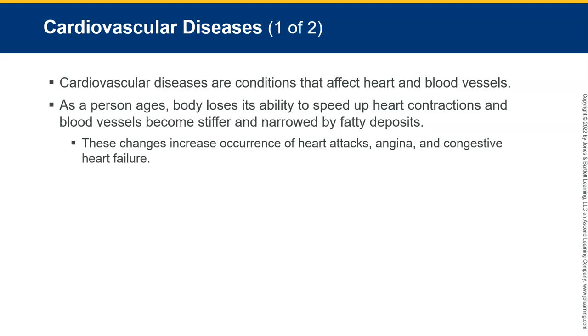So it says cardiovascular diseases. Those diseases affect the heart. They also affect the blood vessels. As a person ages, the body loses its ability to speed up the rate of contractions of the heart. At the same time, those blood vessels become stiffer and narrowed by fatty deposits. Because they're stiffer, they're not able to make the necessary dilation and constriction changes that happen. And then you have these fatty deposits. So it just becomes a big mess. These changes increase the occurrence of cardiac diseases, such as heart attacks, angina, congestive heart failure.